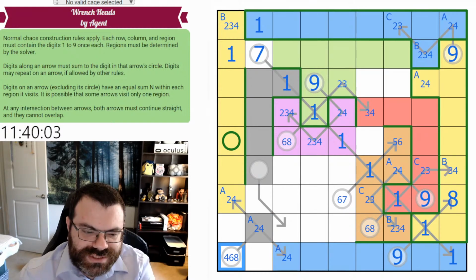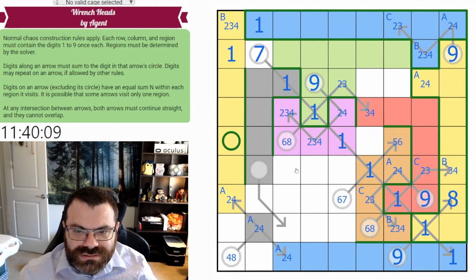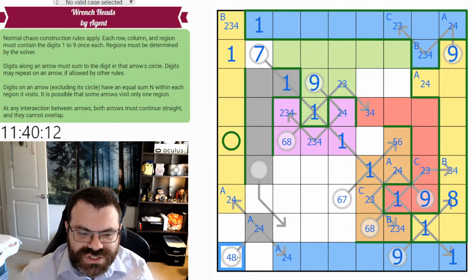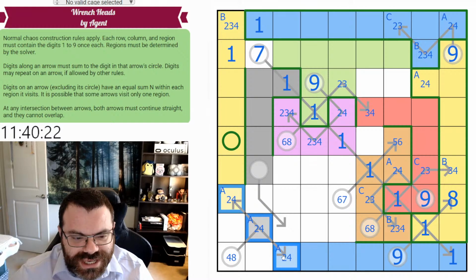Ah, so now these can't be 6. This can't be 6. So we remove 3 from that. If this were 4, then these would all be A's. And it would have to be a C, and that would make C... Oh, and that doesn't work. Oh, that's really interesting. So imagine A was 4. No, sorry. What am I talking about?